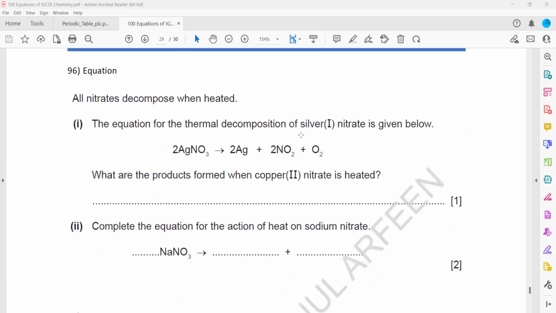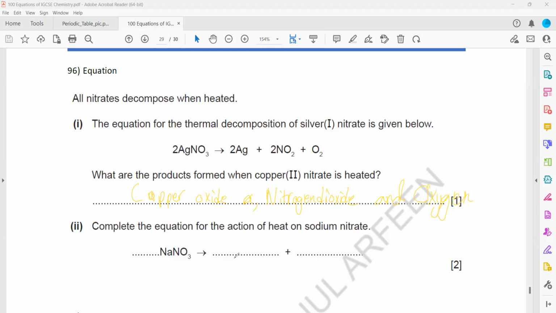Silver nitrate on decomposition gives silver plus nitrogen dioxide plus oxygen. What are the products formed when copper nitrate is heated? We just have to name the products. So it will form copper oxide, because from calcium till copper, it will form metal oxide plus nitrogen dioxide plus oxygen. So copper oxide plus nitrogen dioxide plus oxygen. And copper oxide, remember the color, it is black in color. Nitrogen dioxide, a brown gas, is released.